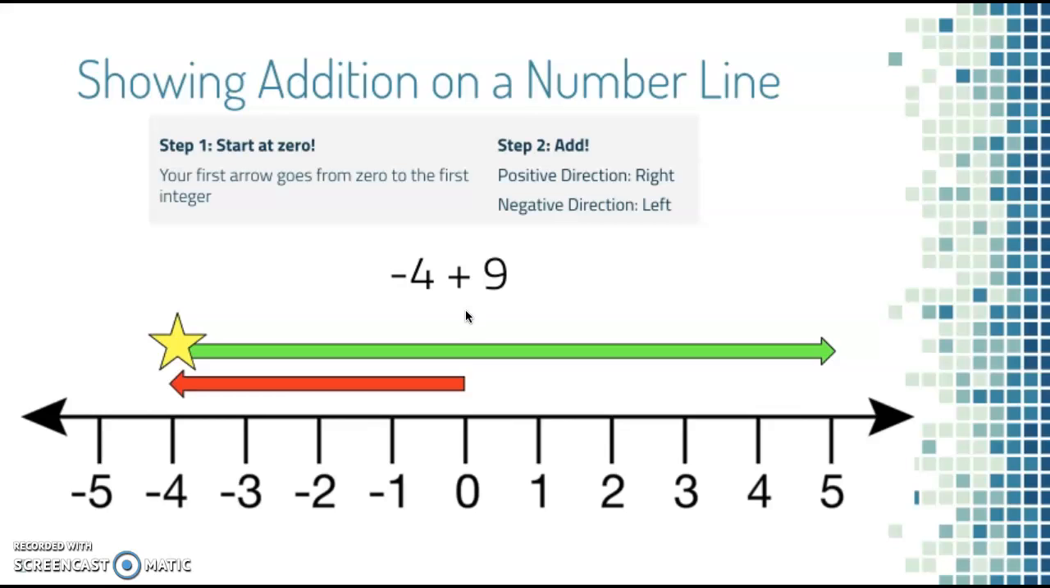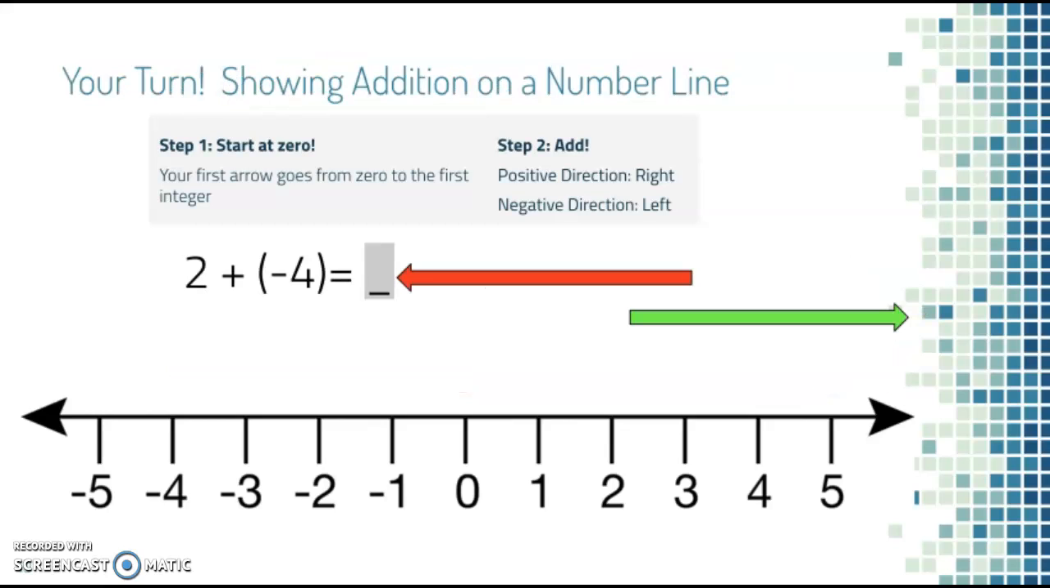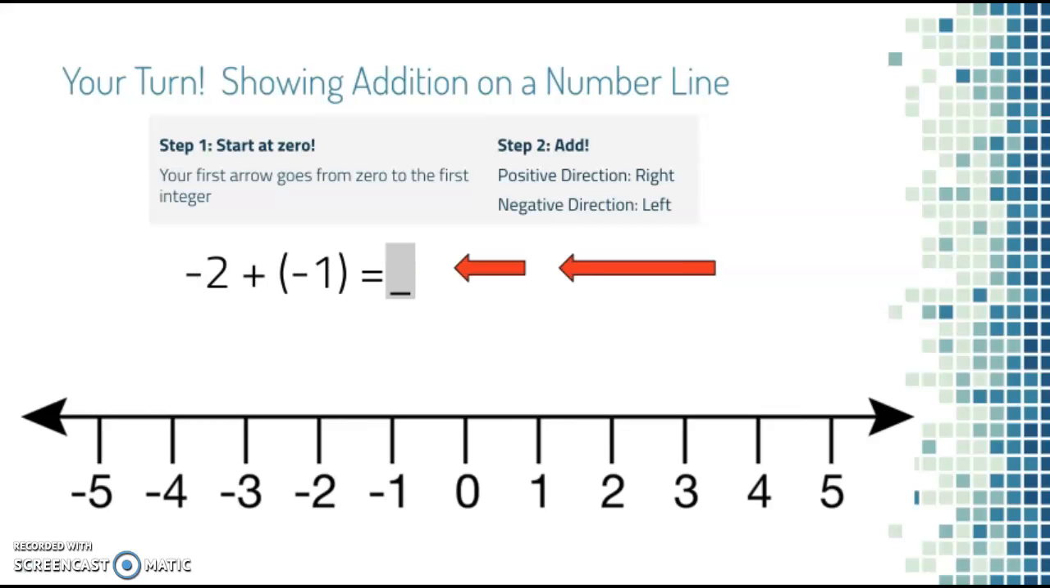You'll notice that we're not going to +9. We're taking 9 steps in a positive direction. Where that arrow ends, that's your answer or your solution. So the solution to -4 plus 9 is +5. In your notes, you have 2 slides where you need to show addition on a number line, just to review. The first one is 2 plus -4, and the second one is -2 plus -1. Go ahead and do that on your notes.